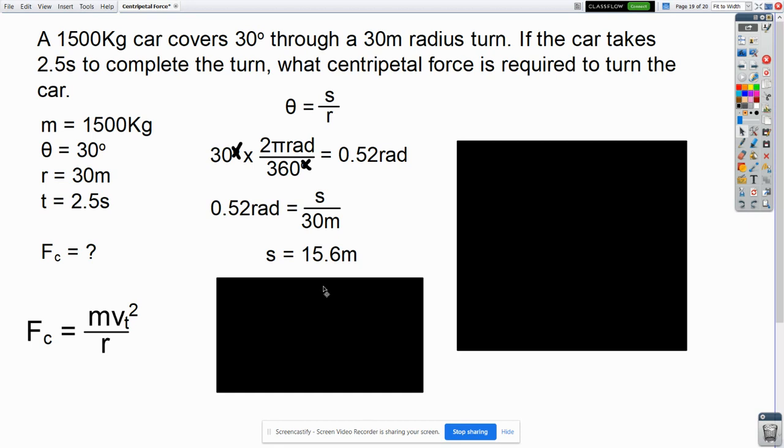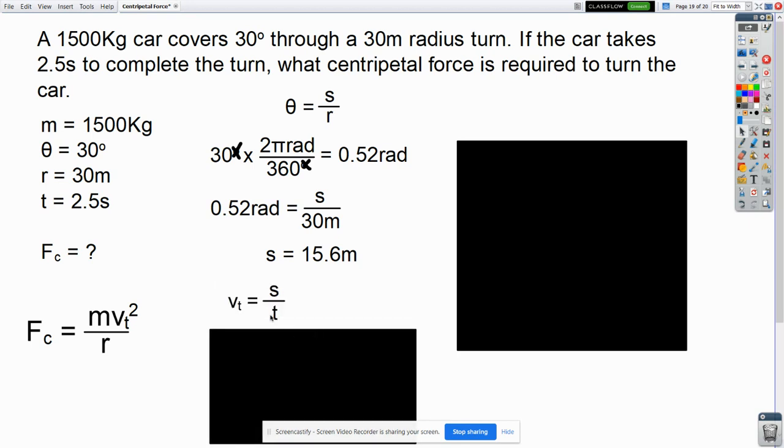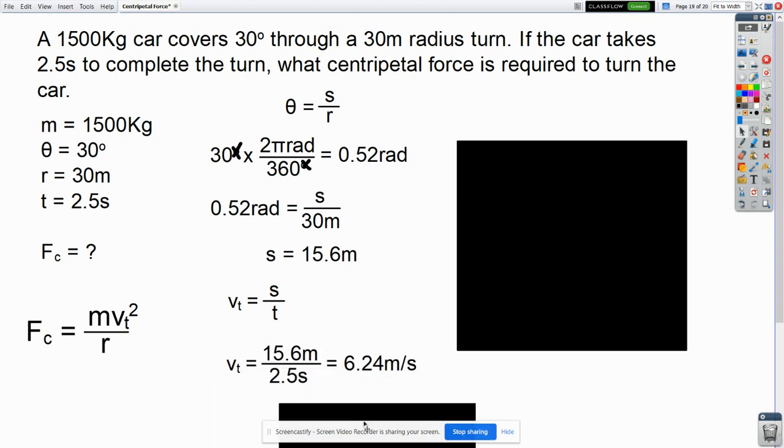Now I can go into the tangential velocity calculation. Tangential velocity is equal to arc length divided by time. Arc length is 15.6 meters, time is 2.5 seconds. 15.6 divided by 2.5 is 6.24 meters per second, just what you see in the equation. So that's the tangential velocity.